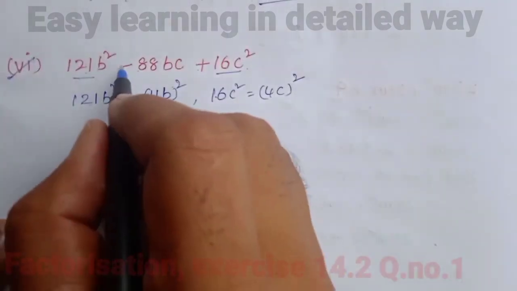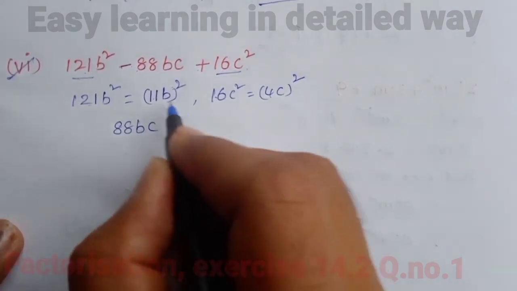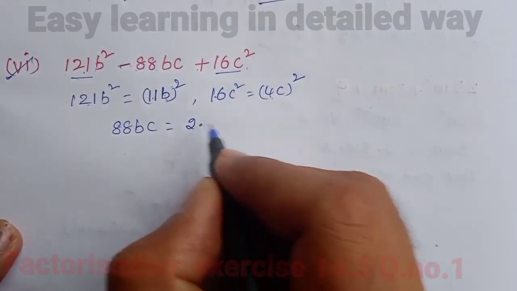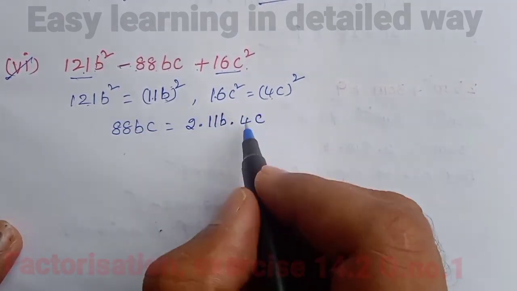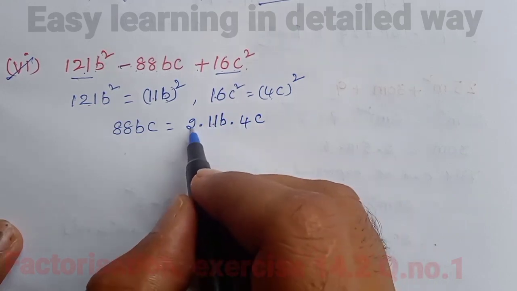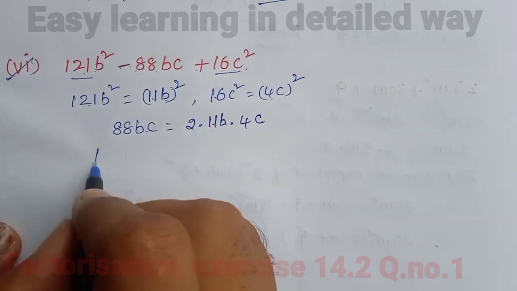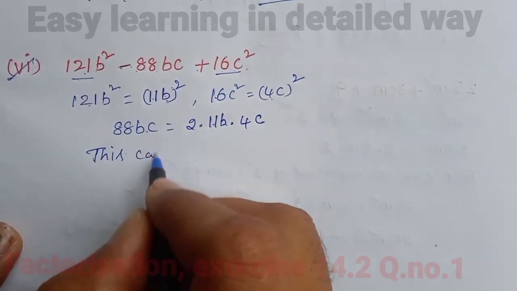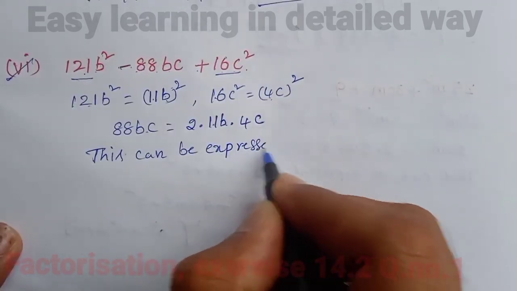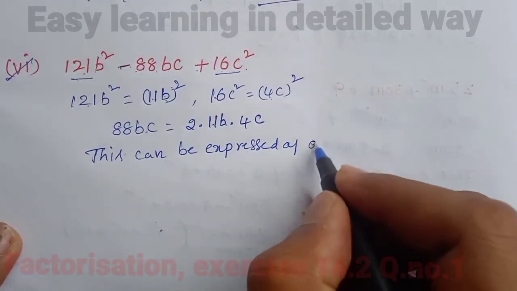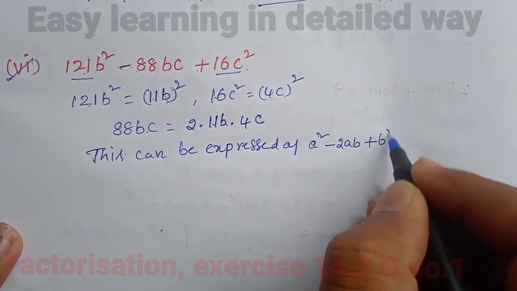See the middle term, which is negative. See 88bc in terms of 11b and 4c. This can be written as 2 into 11b into 4c. See, 4 11s are 44, 44 2s are 88. Then b into c is bc. So see, this can be expressed as, how? Identity, that is a square minus 2ab plus b square.